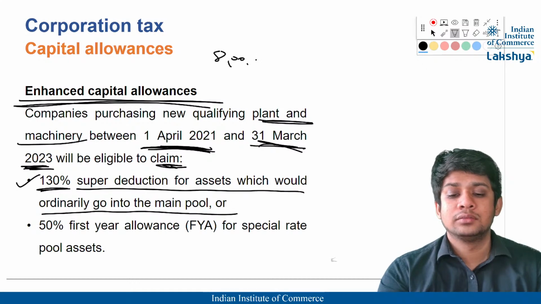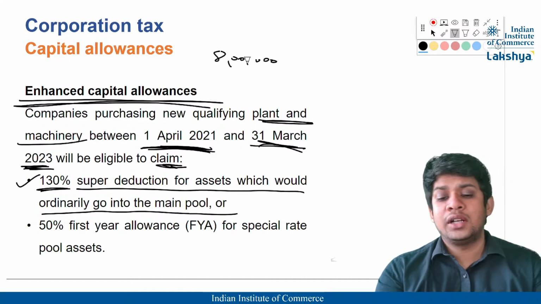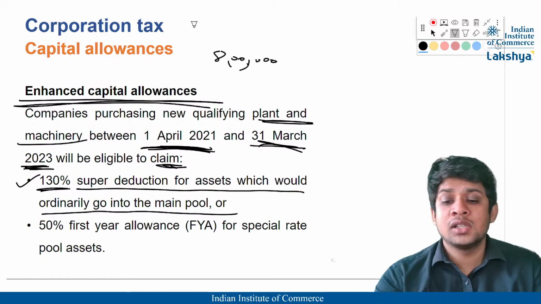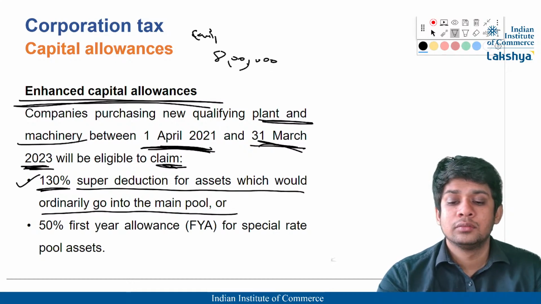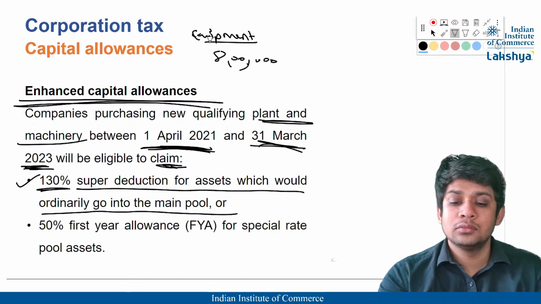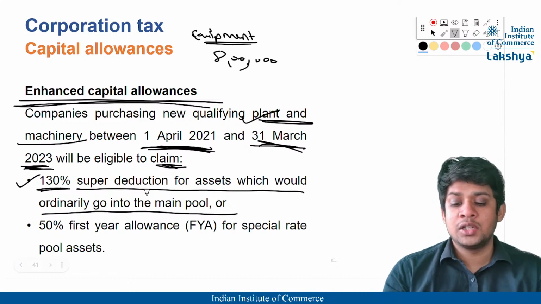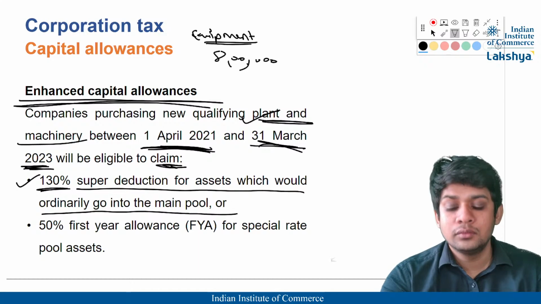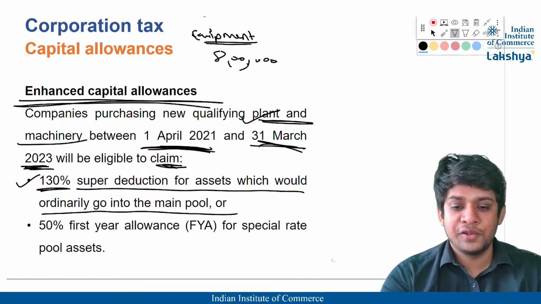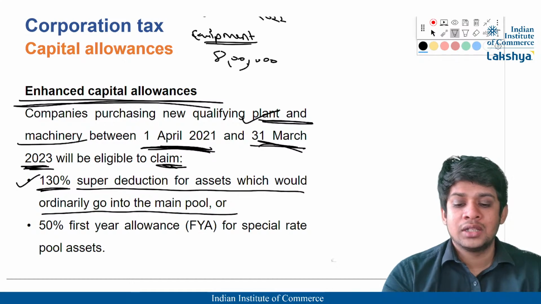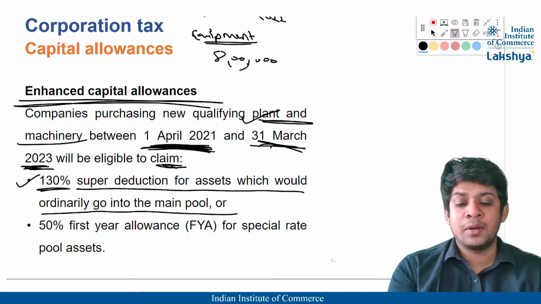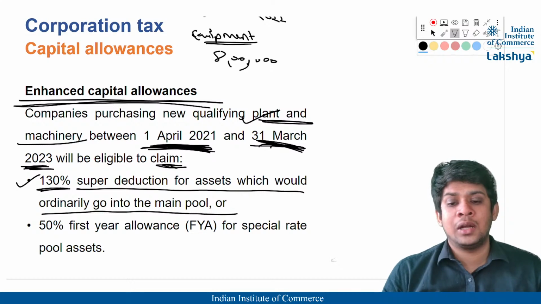So technically, if I purchased an asset for 8 lakh, I will not take AIA on it. Maybe say it was an equipment. So it is my plant and machinery, correct? It was purchased maybe on 1st April 2022. That means it is between this period, 1st April 2021 and 31st March 2023.